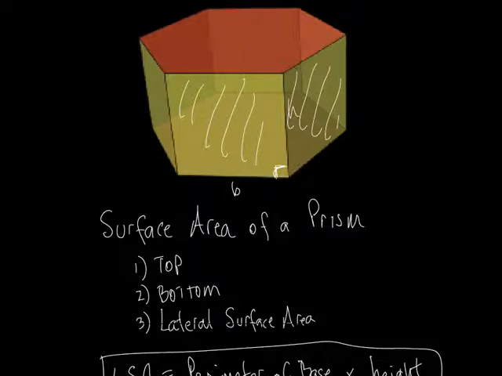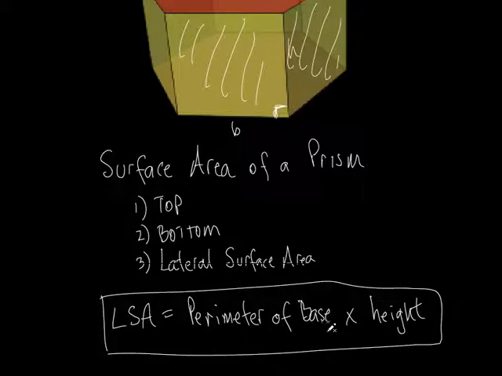How do you find all the sides? You just take the perimeter of the base, all right, just add up all the lengths of this, find the perimeter of that hexagon in this case, and then multiply by the height. The height is how tall it is, this thing right here. Remember, the base and the height have to be perpendicular to each other. Okay? So there you go. That's how you find the lateral surface area.